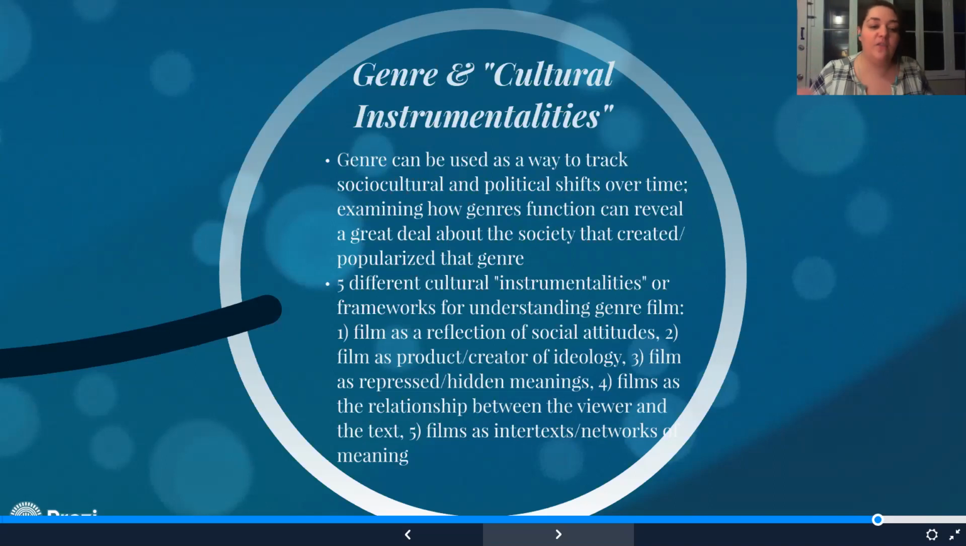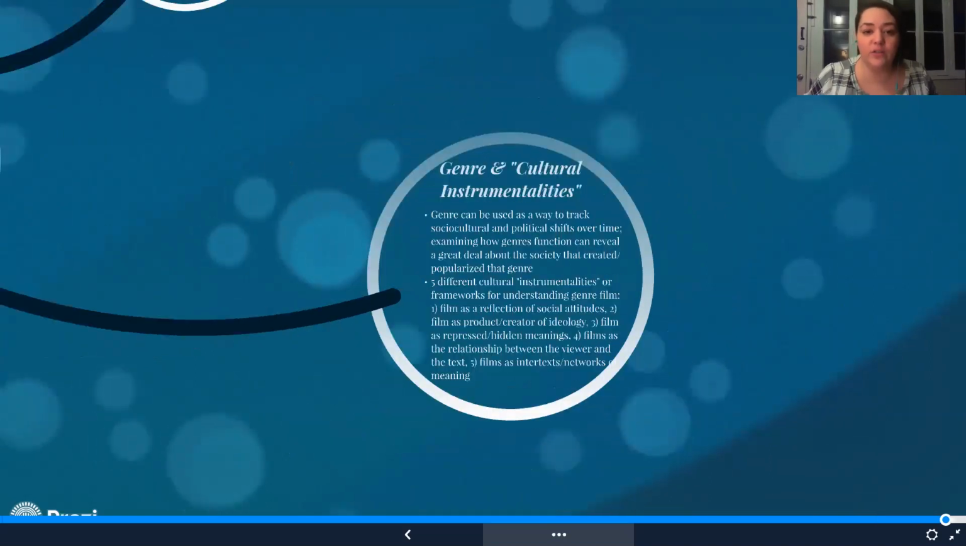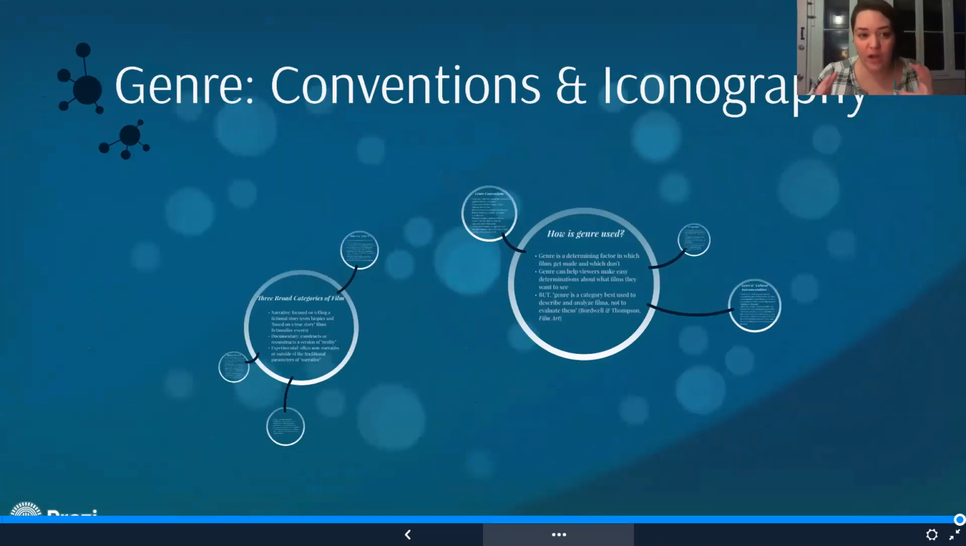So for example, if I asked you, what does the popularity of superhero films tell us about American society? You could think about one of these cultural instrumentalities and tell me a little bit more about what sort of hidden or repressed meanings do you find in a superhero film, for example? Or how does the superhero film reflect our current attitudes about nationalism or about masculinity or about social justice or whatever topic it is that you're particularly interested in thinking about? So cultural instrumentalities are just a way to think through genre and to think about how genre and film work together, right, to kind of create and purvey certain ideas.